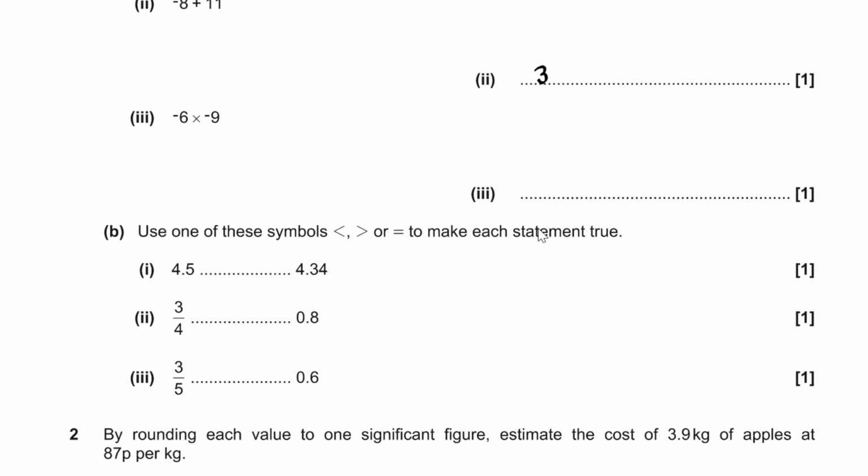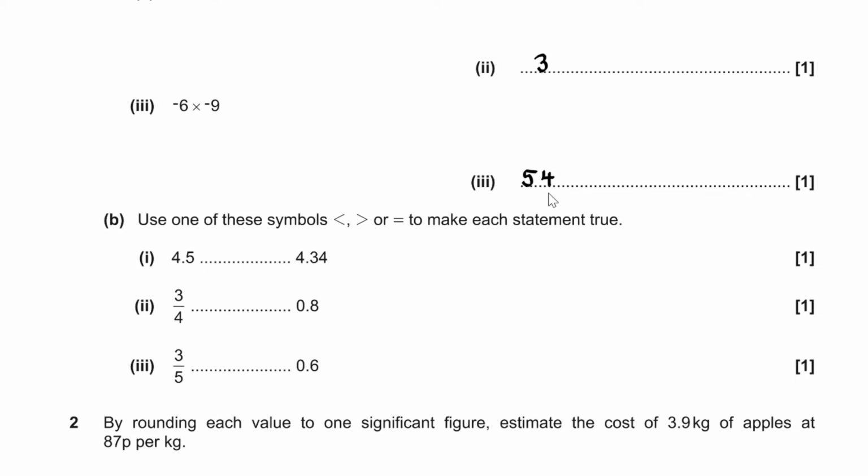And for the third part, we've got minus 6 times minus 9. Well, the minus and the minus will give us a plus. We are multiplying, so we've got positive 6 times by 9, which is positive 54.